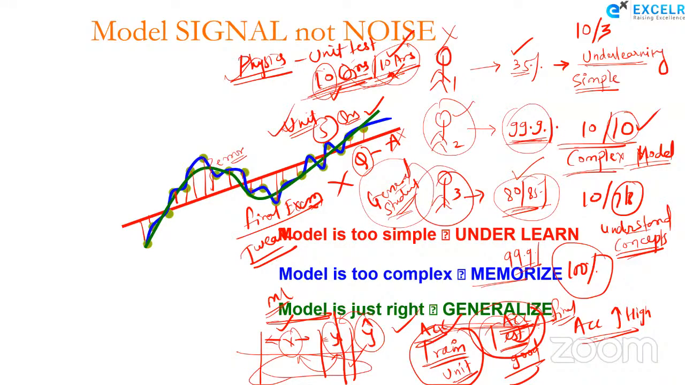Is the concept easy to understand? Do we understand what kind of a model we should build? Underlearn, memorize, or generalize? What kind of a student do you want to become? The one who wants to pass with 35% of marks, the one who wants 99.9, or we just need a general person? Yes, you guys are right. We need to build a generalized model.